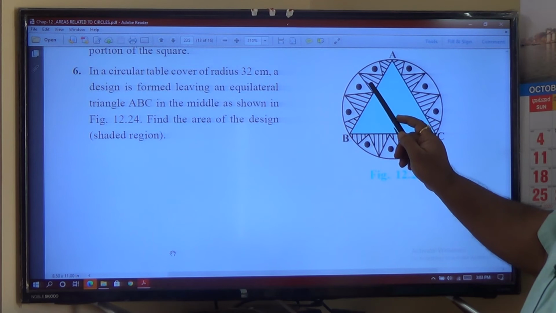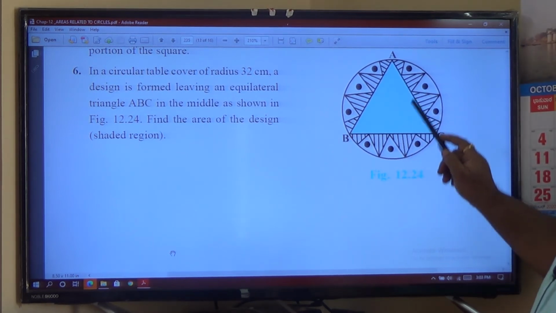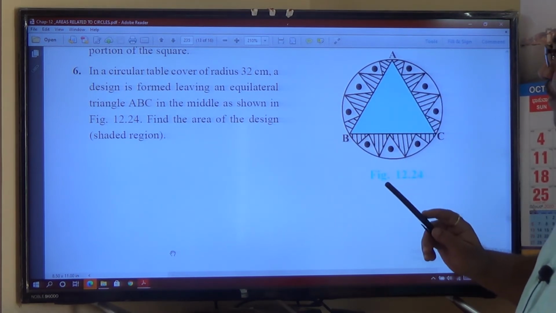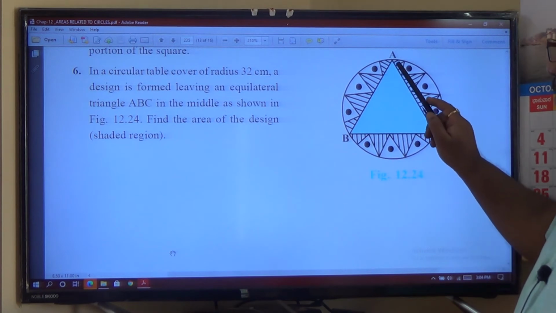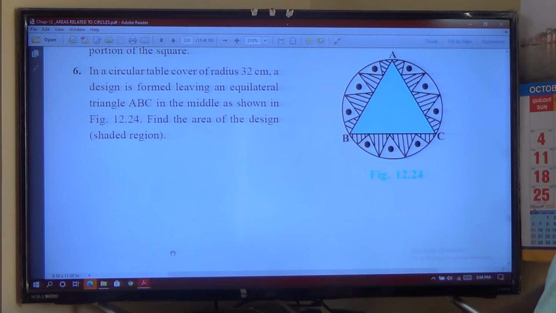So area of the design is over here. Area of the design is equal to area of the circle minus area of the equilateral triangle ABC. But we must find out the side of this equilateral triangle ABC. So we'll work it out on the board now.